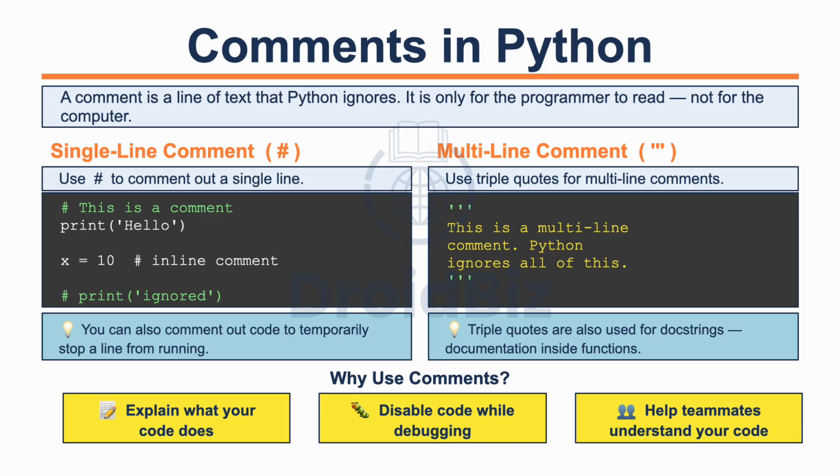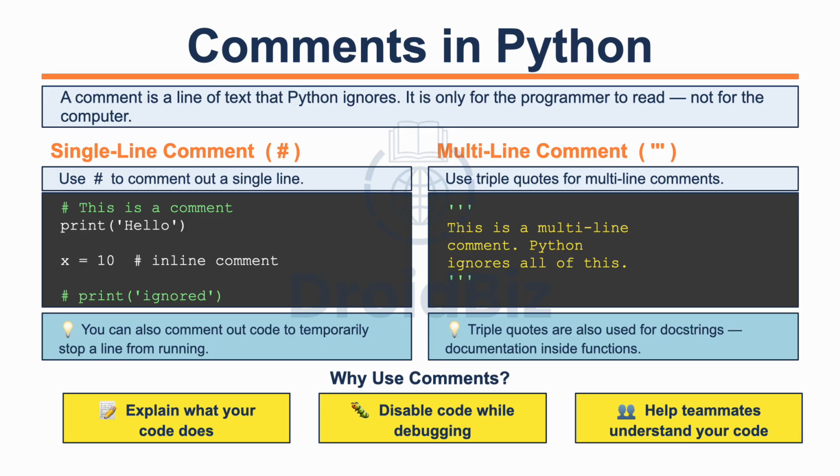You can also add an inline comment at the end of a code line. For example, x = 10, then space, hash symbol, then your comment. The code on the left runs, but the comment is ignored. One useful trick is commenting out code. Put a hash before a line of code, and Python will skip it. This is helpful when debugging and you want to temporarily disable a line.